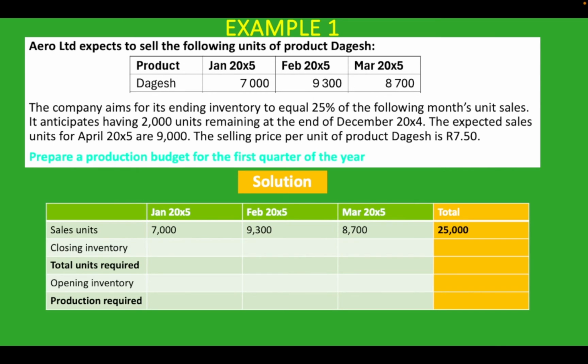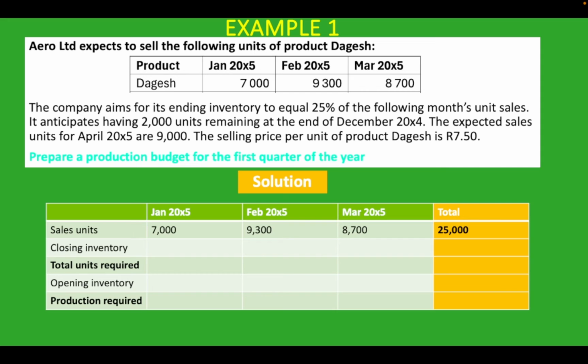So what is our closing inventory? Well, let's see the information that we're given here. We're told that the company aims for its ending inventory to equal 25% of the following month's unit sales. Meaning, whatever I expect to sell in the following month. So let's look at January. If I expect to sell 9,300 in the following month, being February, then I need to multiply that by 25% to see how much I should have in closing inventory for January. I hope that makes sense. My closing inventory for January will be 25% of February's expected sales.